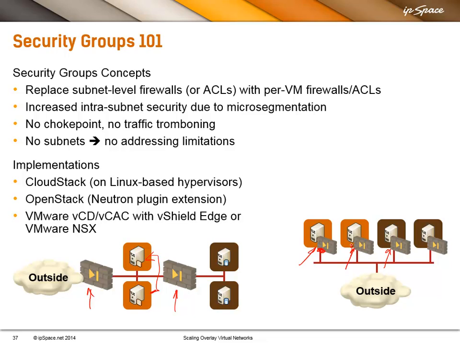A lot of orchestration systems support security groups, for example CloudStack, OpenStack, or VMware products. The problem is that not all implementations support the concept on all hypervisors. So you have to be a bit careful when choosing the orchestration system. For example, CloudStack can support security groups, but it cannot do that on Hyper-V or VMware, even though both now support access control lists, because people just haven't coded that in CloudStack yet.